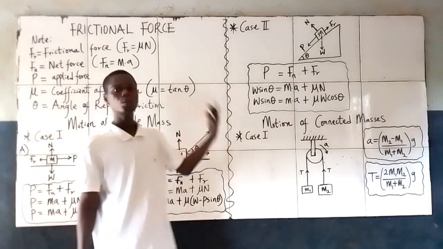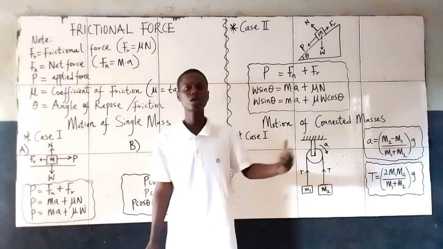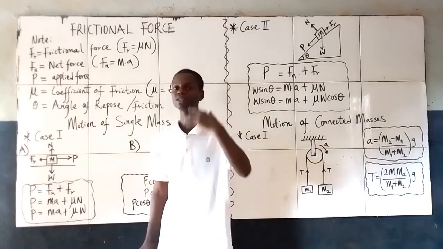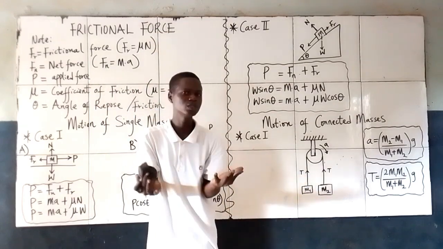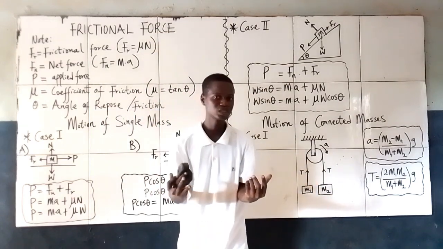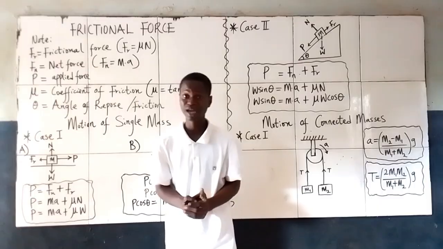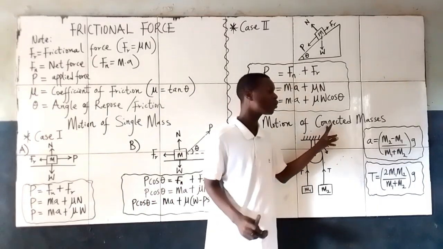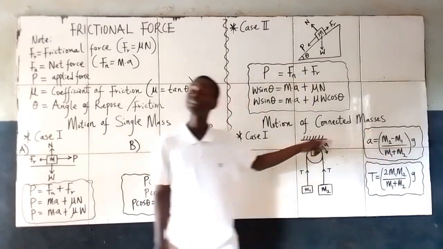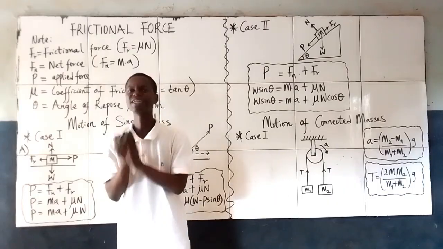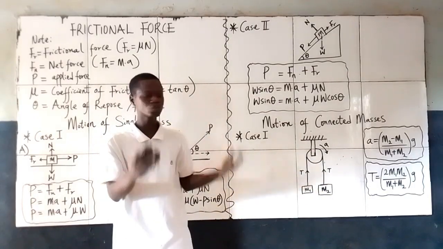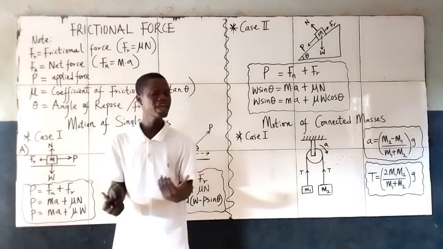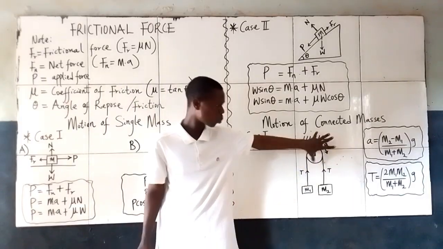Now what if more than one mass or body were connected together and they were made to move under the influence of frictional force? How will the motion look like? How are we going to describe the motion? So that will bring us, guys, to motion of connected masses. And that's how we got here. Now there are different cases depending on the structure on which they are moving. Okay, this is case 1.